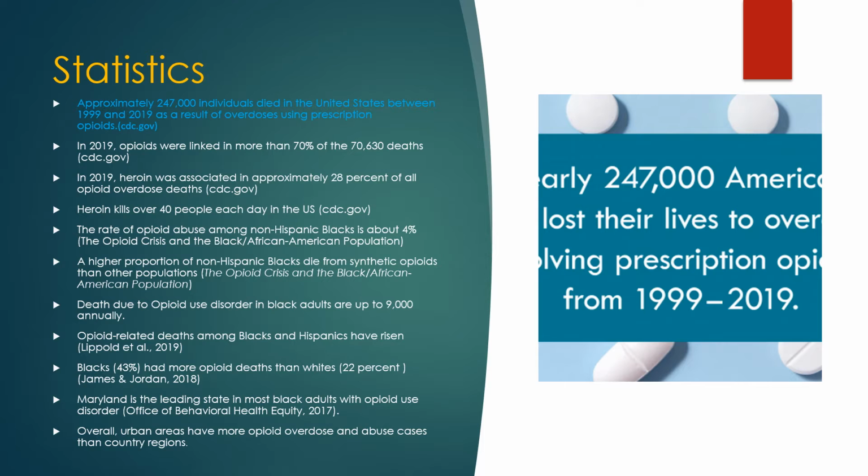Statistics show us that in 2019, almost 70% of drug overdose deaths were caused by opioids. And heroin is an illicit opioid that kills over 40 people each day in the United States. Black adults are gradually increasing synthetic opioid abuse, probably due to its availability and affordability. It is estimated that about 4% of non-Hispanic Blacks are addicted to opioids. Maryland is the leading state in most African American adults with opioid use disorder. While whites consume more opioids than Blacks, Blacks have seen a greater rise in opioid-related deaths.